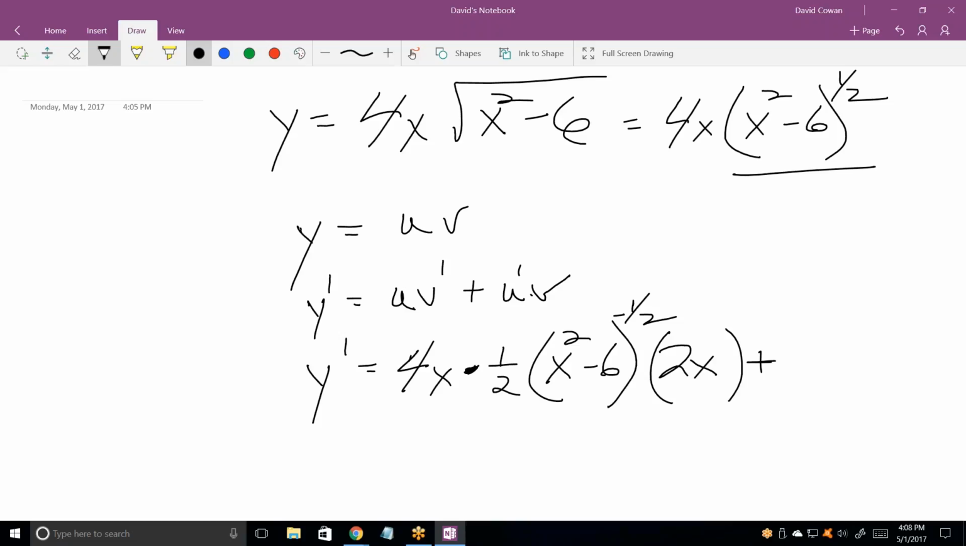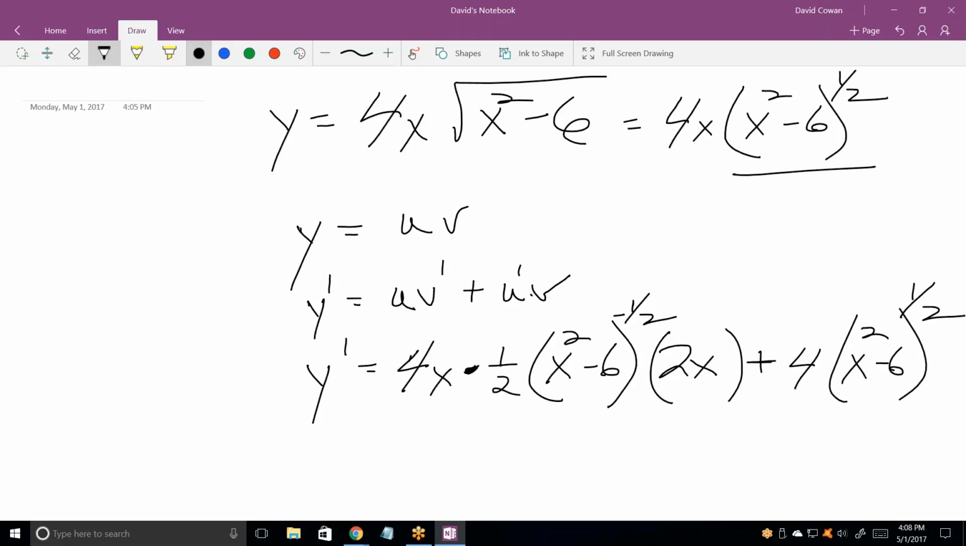Now, the reverse of that. So what's u prime v? The prime of u is going to be 4. So plus 4 times, is it still just going to be x squared minus 6 to the 1/2? Whatever it was, yeah. In other words, we're not differentiating that part on this. Perfect. So that's going to be our answer.